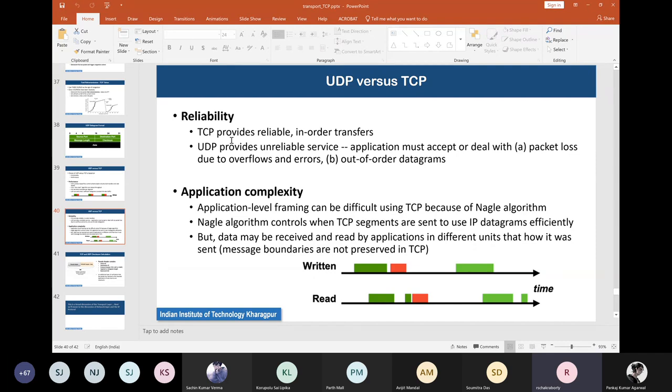UDP also has its own peculiarities. It is not the most satisfactory solution, but it is much simpler.